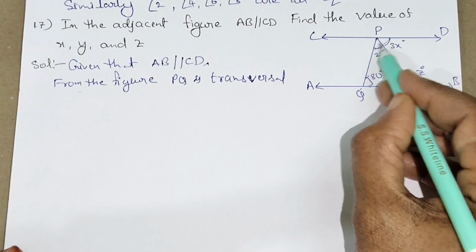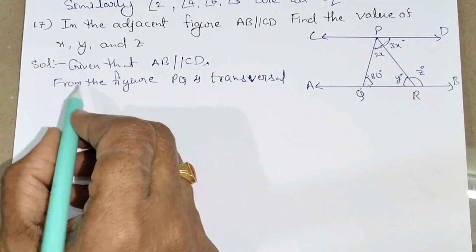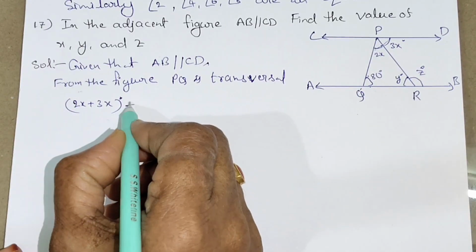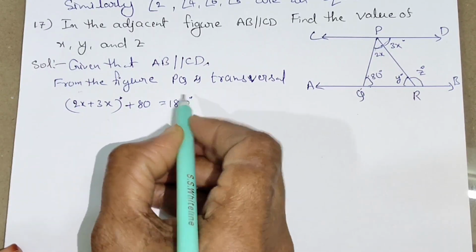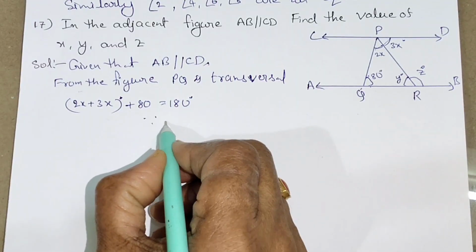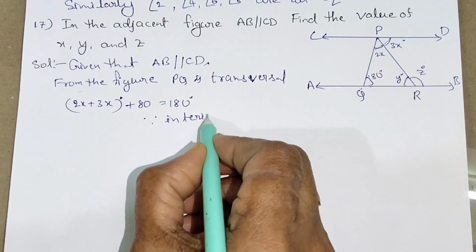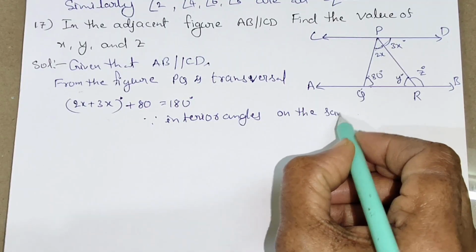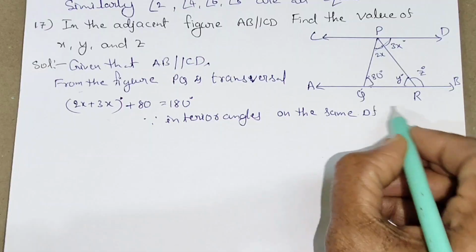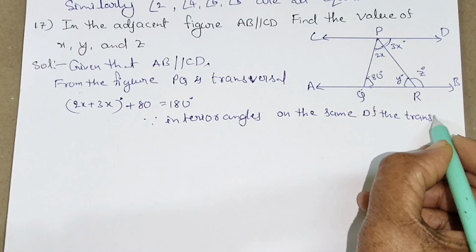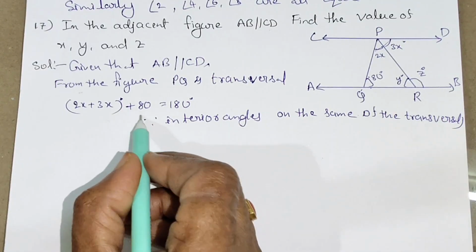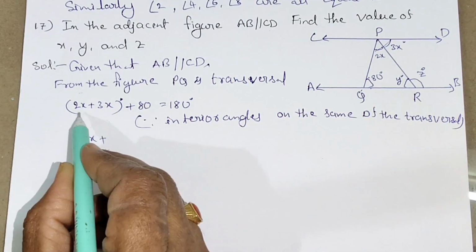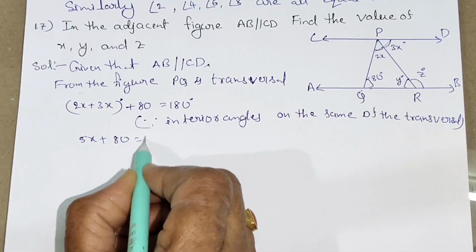So here these two angles, 2x plus 3x degrees plus 80 is equal to 180 degrees. These are interior angles on the same side of the transversal. These two are the same side interior angles, so the sum is equal to 180. So 2x plus 3x equals 5x, plus 80 equals 180.